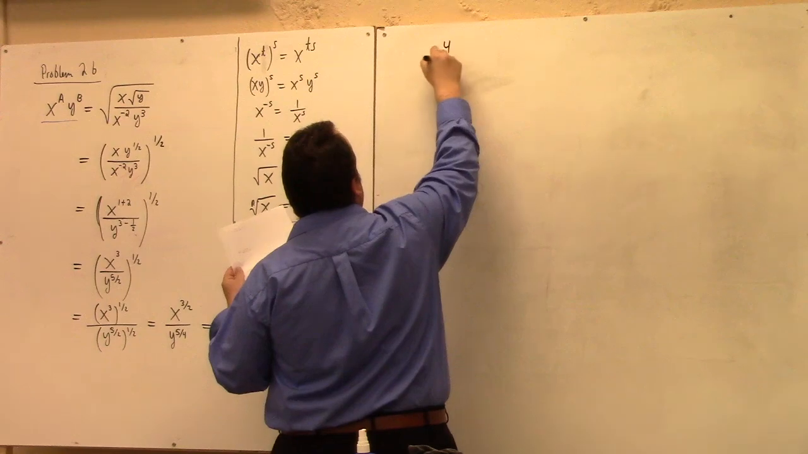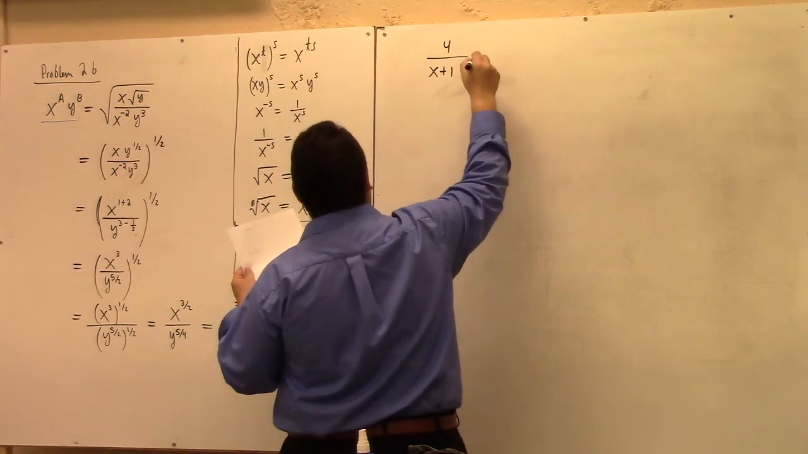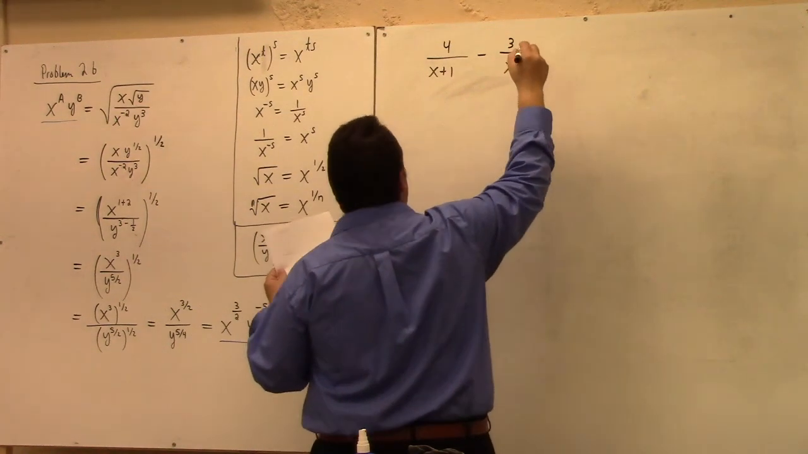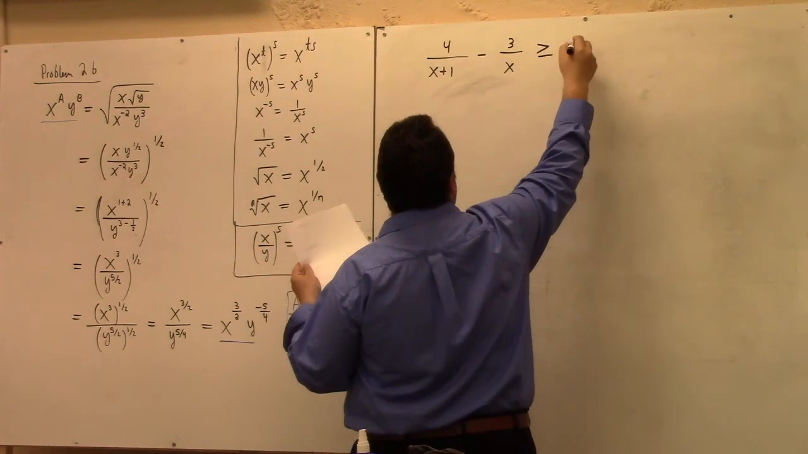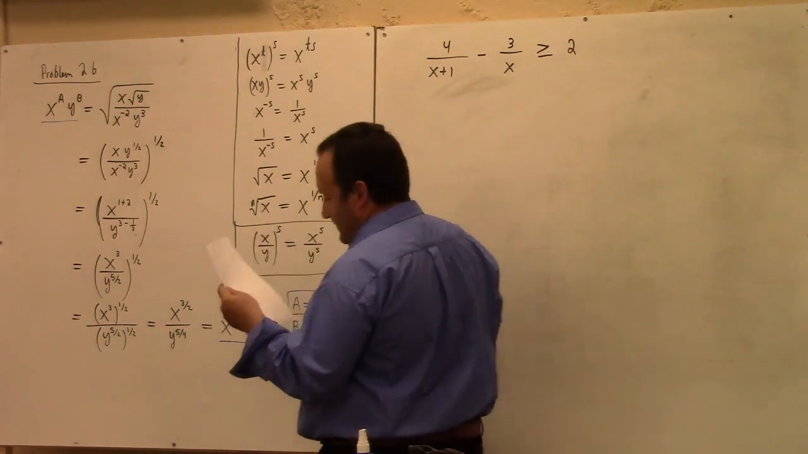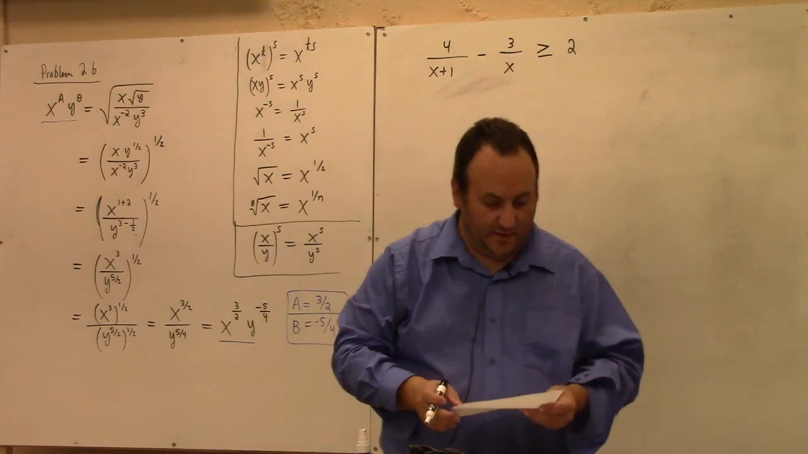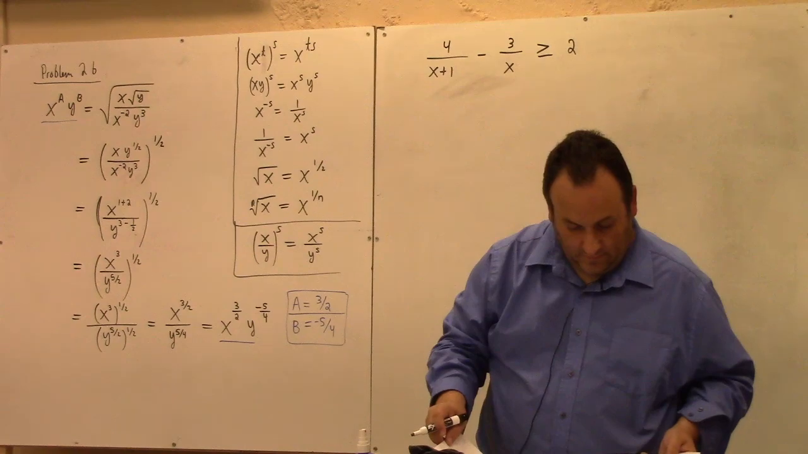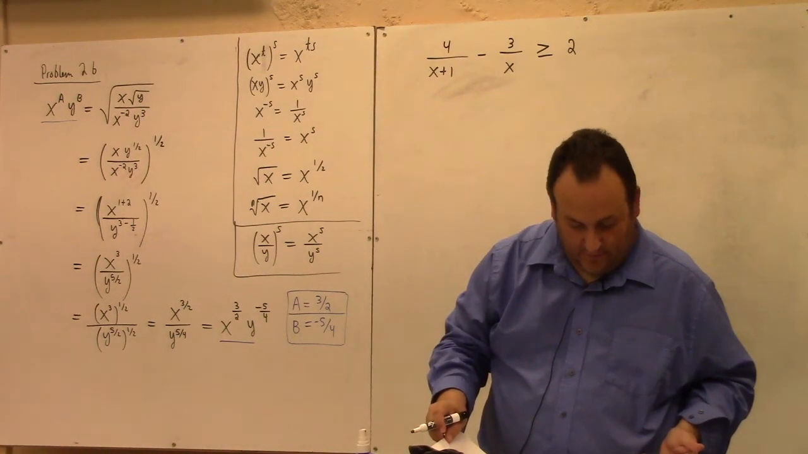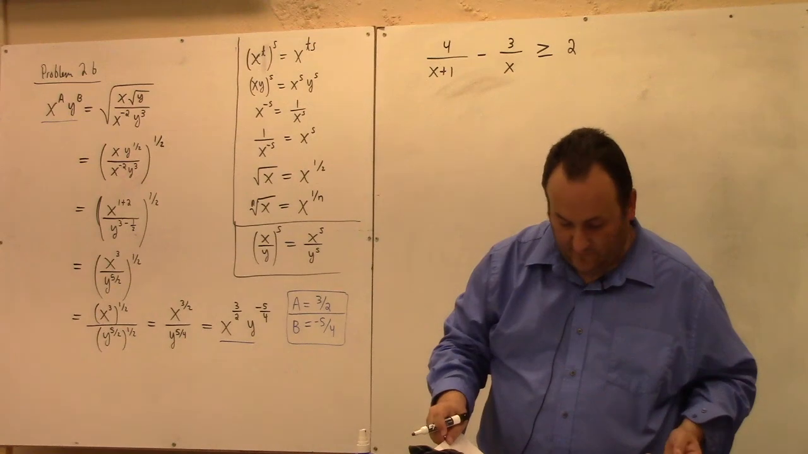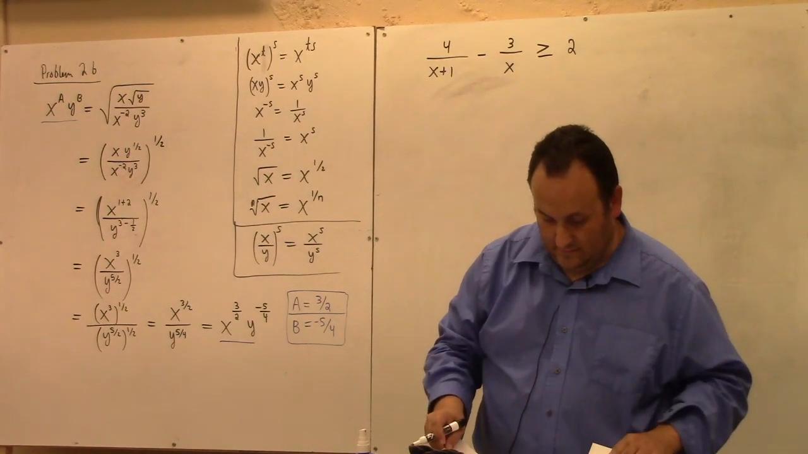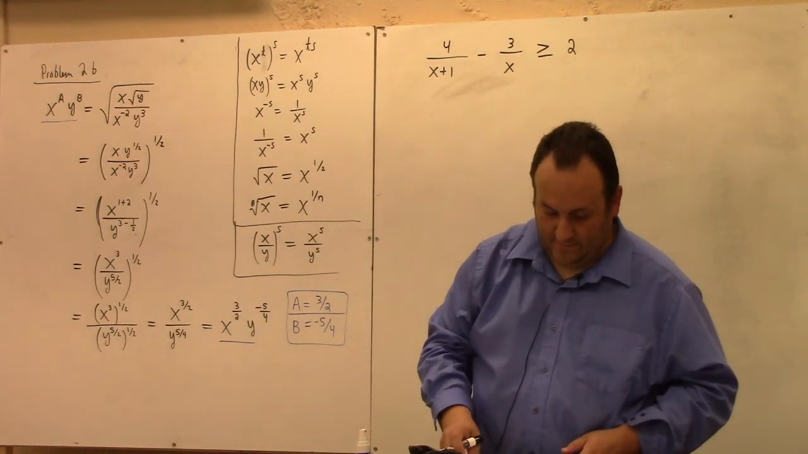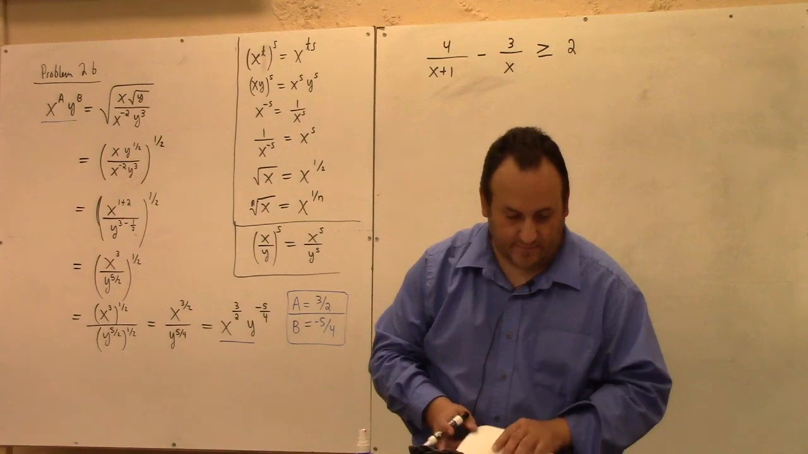If we had 4 over x plus 1 minus, let's say, 3 over x greater than or equal to 2, we could try to solve this inequality. I'm basing this on problem 12, part F, okay? Once we're done with this, I'll go back and do some easier problems of the same nature. But we'll start with this one.